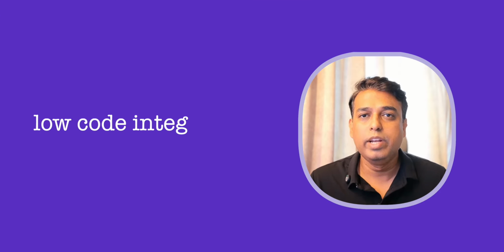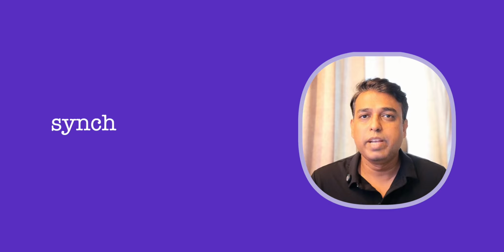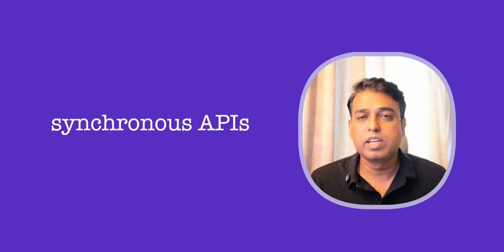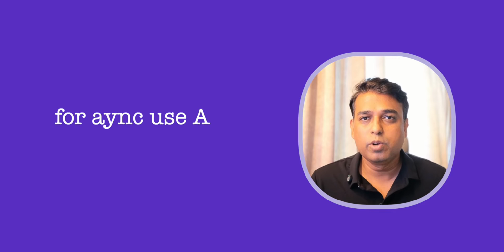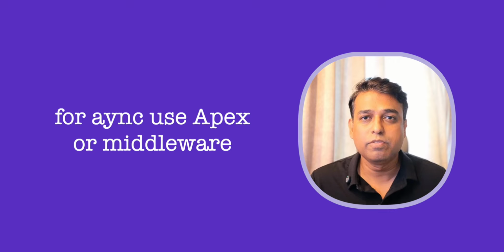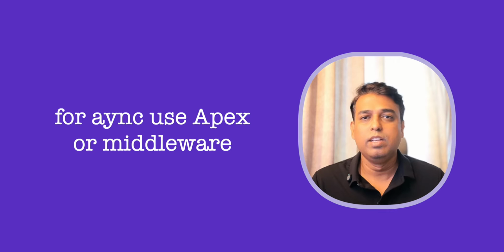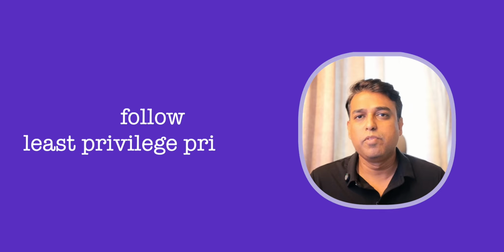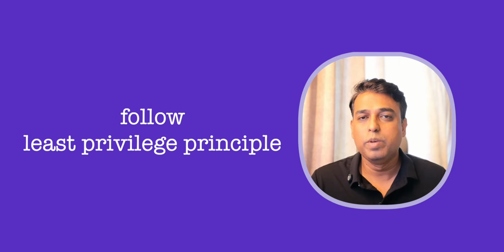Perfect for low-code integration where OpenAPI specifications are clearly documented. Works best for synchronous APIs, request and response style, for queries, lookups, or simple data transfer. For asynchronous API or heavy data transfer, consider using Apex or a middleware like MuleSoft. Always follow the least privilege principle when defining auth scope in your named credentials.